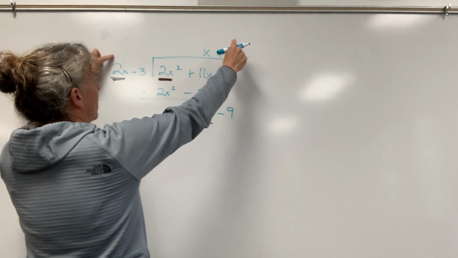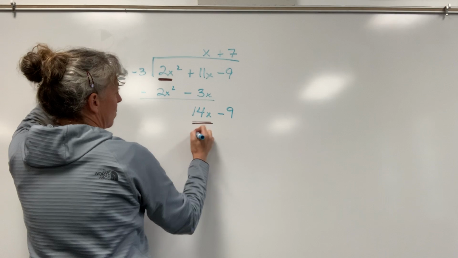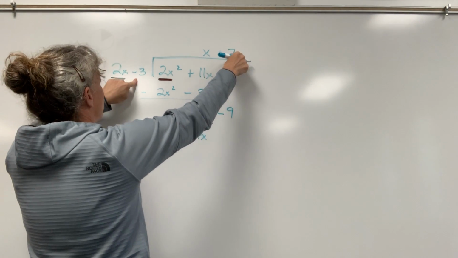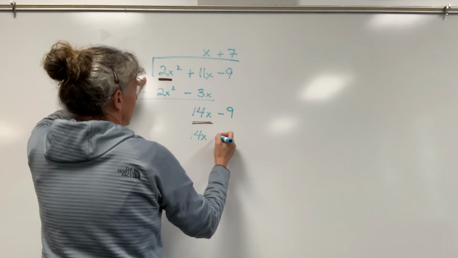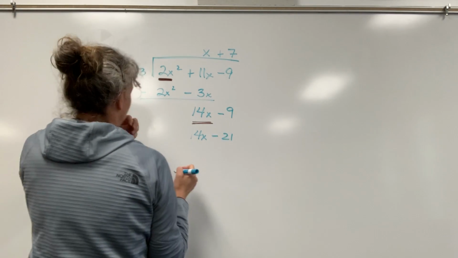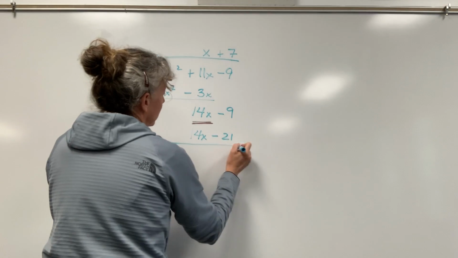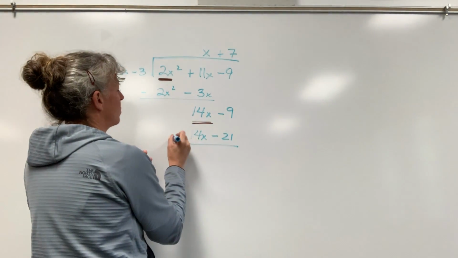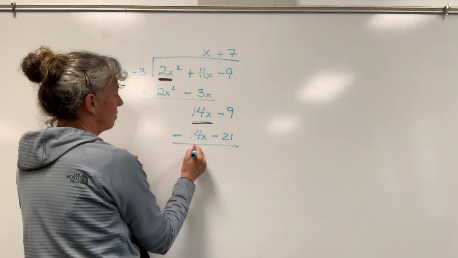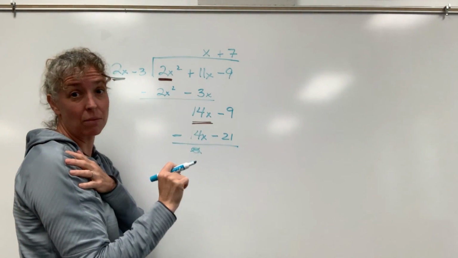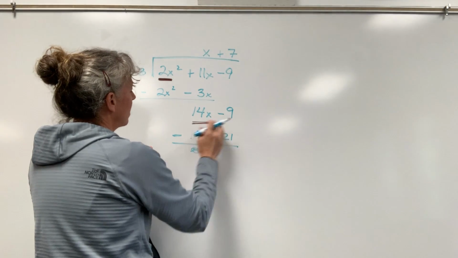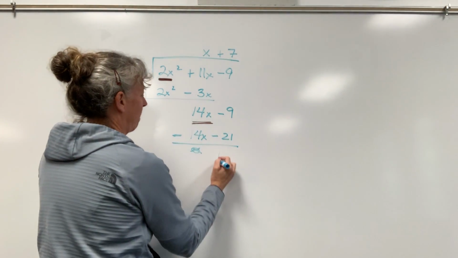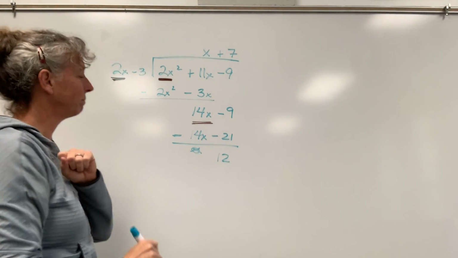Okay, so now we multiply. 2x times 7 is 14x. 7 times negative 3 is negative 21. Okay? Seems like it's weird, but it's okay. Don't be scared. I'll show you what to do. We're subtracting it. Did that go away? 0? Perfect. We did it right if that went away. Negative 9 plus 21 is positive 12, right?